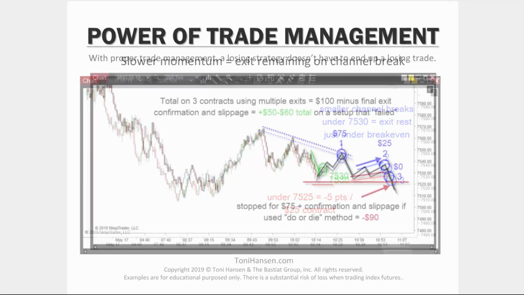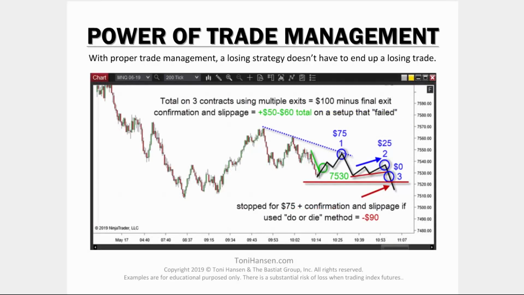Now that entire trade, if I traded it with a stop under the low and was just looking for a target level with just 1 contract, I would have a loss. On the other hand, with 3 contracts, I can still walk out of that trade with a gain. So compared to what the potential is with slippage, do or die method, I'm stopped out for $75 plus confirmation and slippage. That's what it would have been if I took the full stop. But by scaling out of it, I'm able to come away with $50, $60. If anything, it's not going to be a loss.